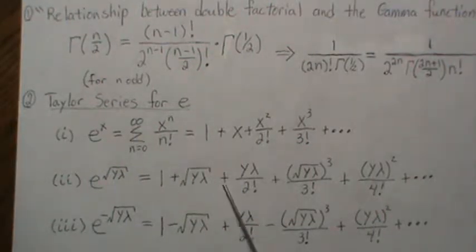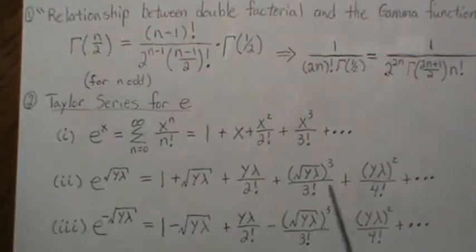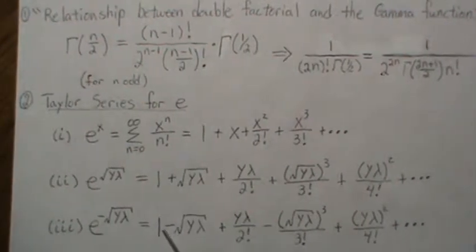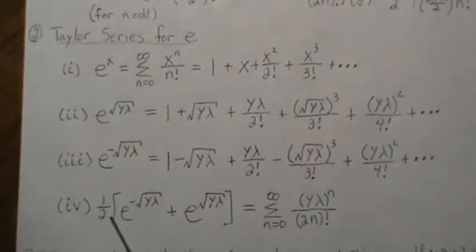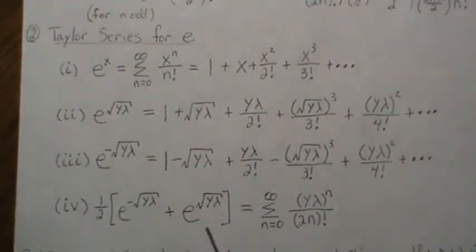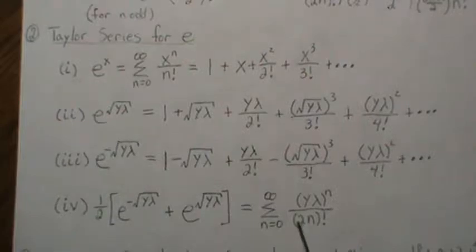Now, if we add these two, notice that the odd terms all cancel, and we're left with 2 of each of those. So if we add them, but then divide by 2, we basically get the even terms back, which can be written like this.